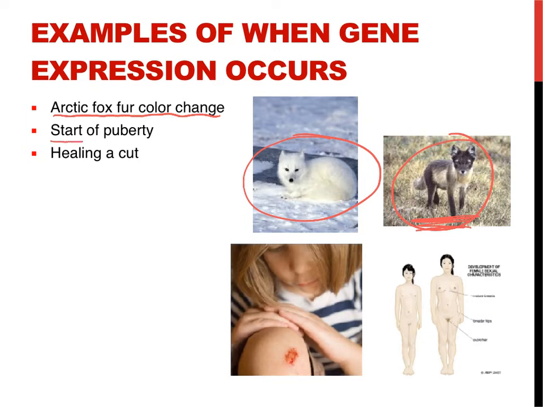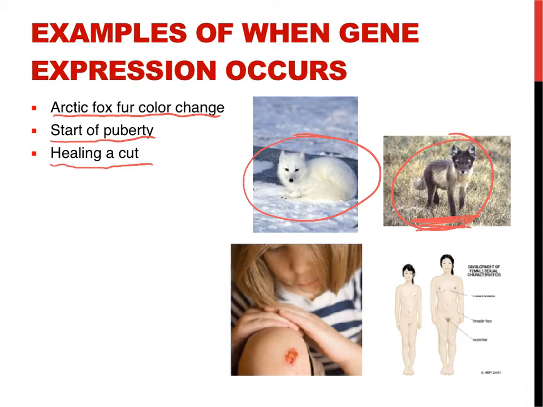At the start of puberty, the proteins that are necessary for the formation of secondary sex characteristics, such as increase in muscle mass, increase in genitalia, and all the other associated secondary sex characteristics that come on through puberty, are controlled by expression of proteins.